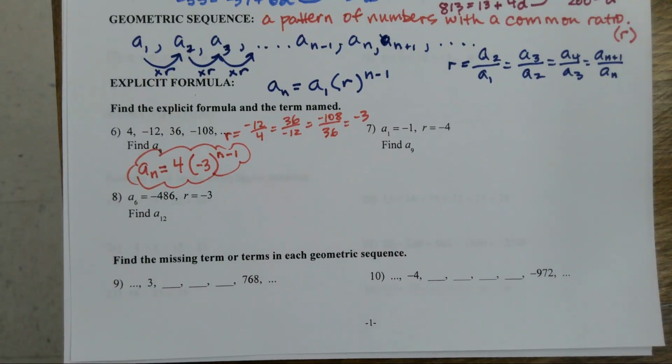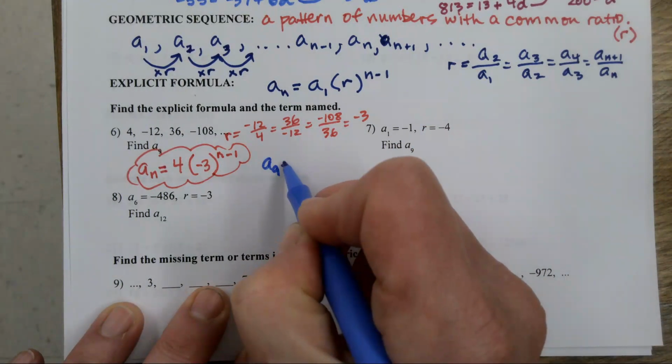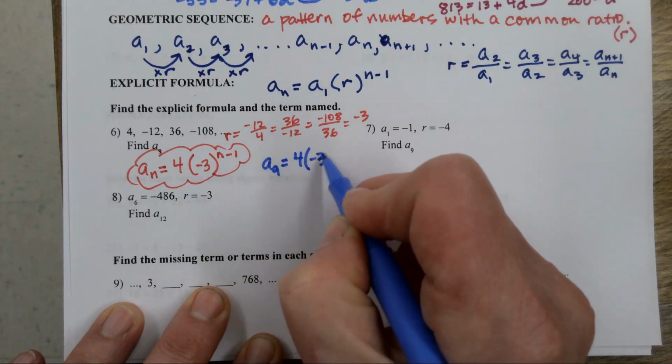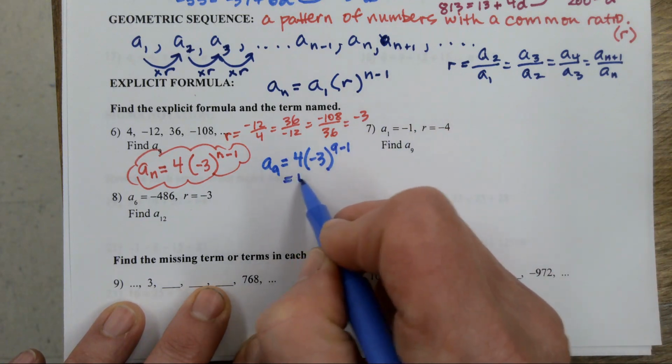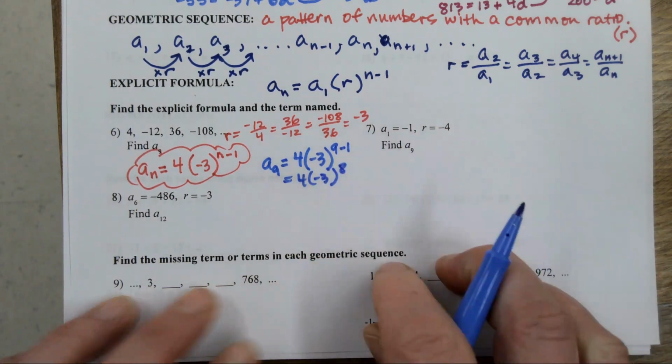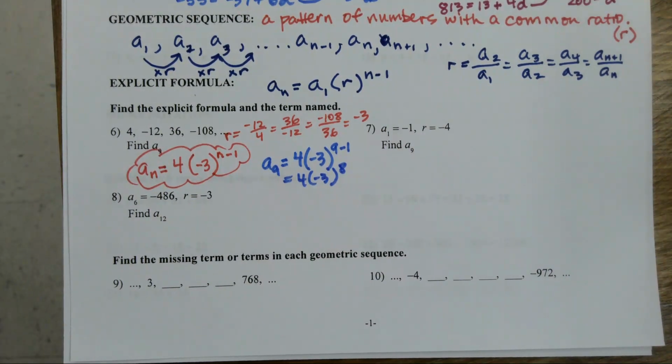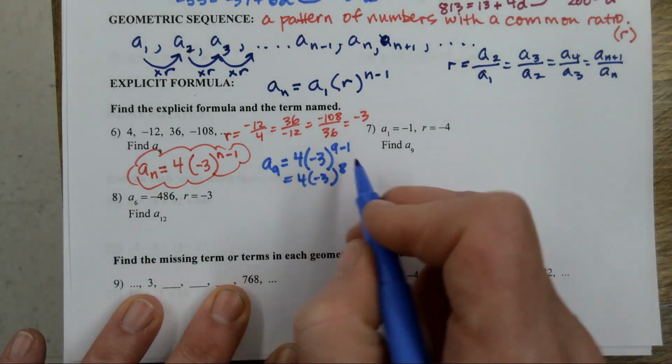My ninth term is a sub 9 equals 4 times negative 3 raised to the 9 minus 1 power, which is 4 times negative 3 to the 8th power. You do have to be really careful when you're plugging this in your calculator again, because with these negatives and powers, the even powers are going to make this come out positive. The odd powers will remain true to their sign. And so if you forget those parentheses, it's going to mess up your answer. So I'm reminding you, please, please, please be very careful with that.